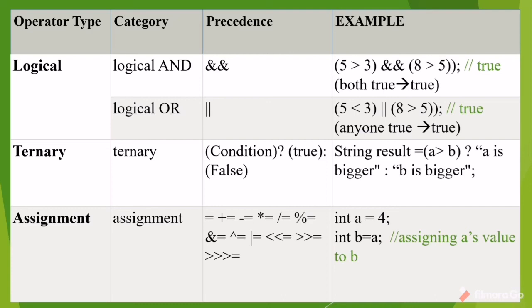So next the assignment operator. Assignment means we are assigning values to the variables. More than that we can do some other operators also like plus equal to, minus equal to, star equal to, divide equal to, like that some more operations also we can do. So here int a = 4 is assigning the value 4 to a. Then int b = a means here we are assigning a's value to b.